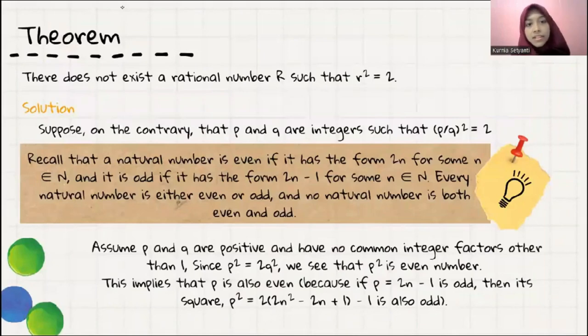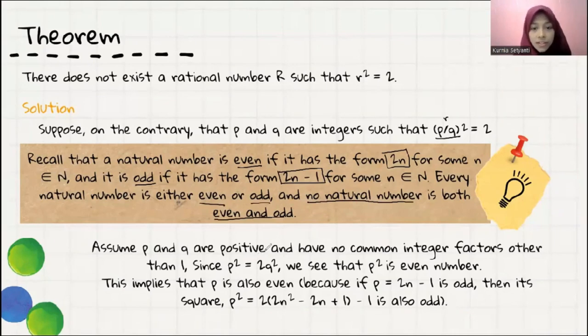There doesn't exist a rational number r such that r squared equals 2. For the solution, we suppose on the contrary that p and q are integers such that (p/q) squared equals 2. We recall that a natural number is even if it has the form 2n for some n element of natural numbers, and it is odd if it has the form 2n minus 1 for some n element of natural numbers. Every natural number is either even or odd, and there is no natural number that is both even and odd. So we assume p and q are positive and have no common integer factor other than 1.